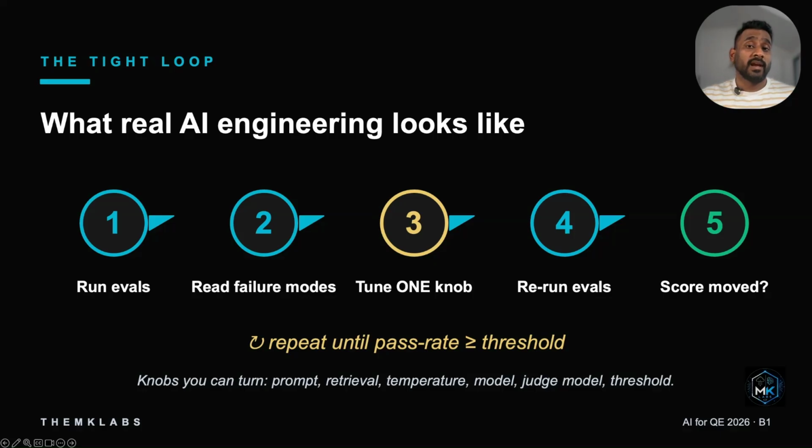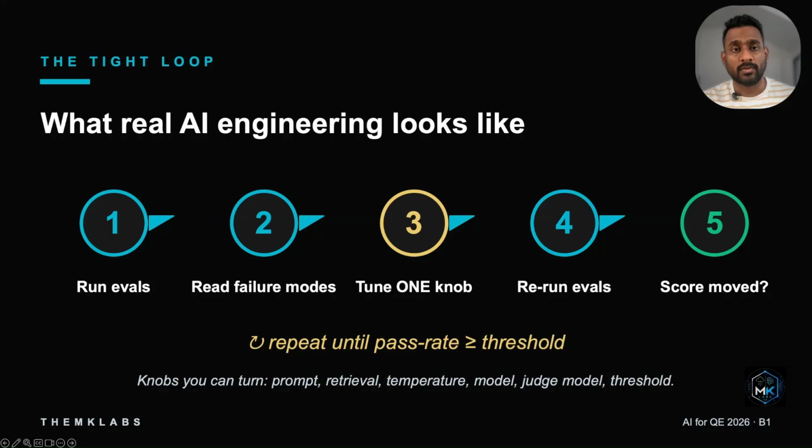And this is what real AI engineering looks like day to day. A tight loop, 5 steps. Run evals, read failure modes, tune one knob, rerun evals, and score. Did the score move? Ask yourself. Repeat until the pass rate is above your threshold. And the knobs, which are the prompt, retrieval, temperature, model, judge model, threshold.